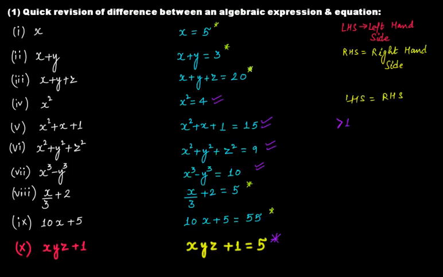Now if you remember, we said that we'll talk about this in detail. This is x times y times z plus 1 is equal to 5. This is an equation. Very good. Now tell me one thing. Is this a linear equation? Is this a linear equation?